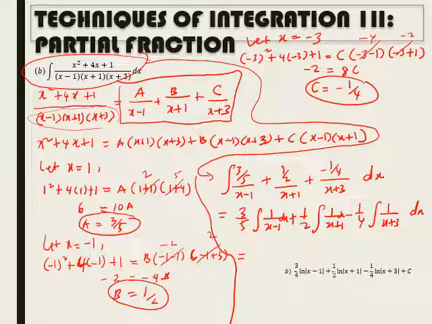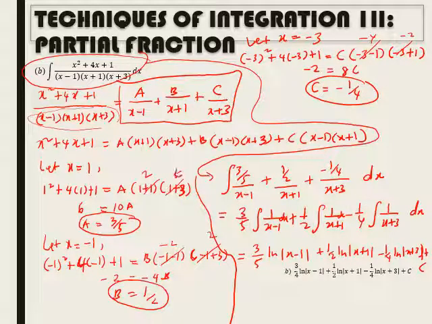We get the answer equals to 3 over 5 ln|x minus 1| plus 1 over 2 ln|x plus 1| minus 1 over 4 ln|x plus 3| plus c. Okay, that's it. Oh, this should be 4 here. Oh, here is wrong. It should be 3 here, right? So it's 4 here. So here is 8. So that's why that equals to 3 over 4 there.